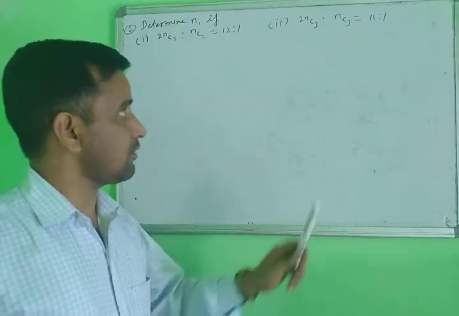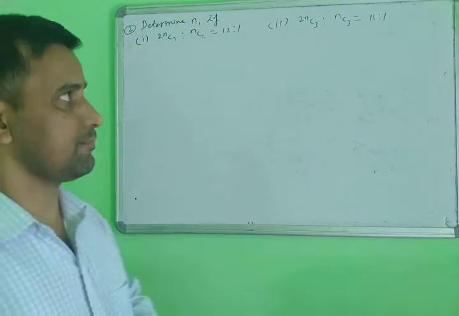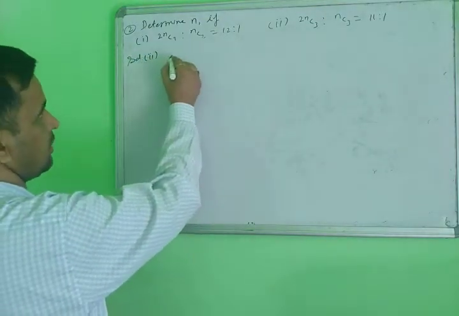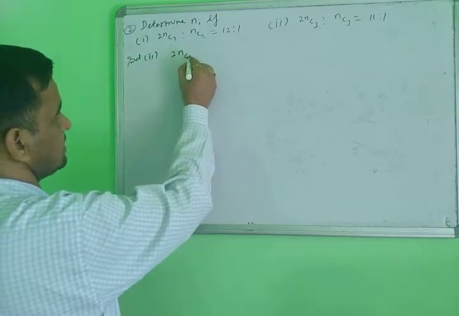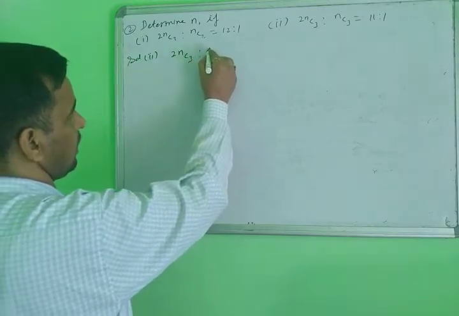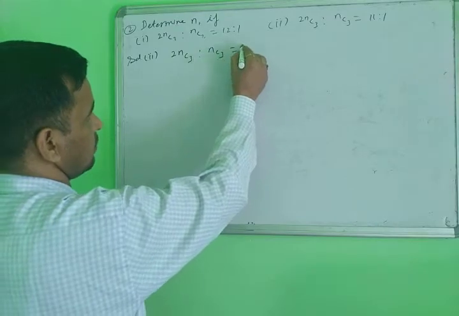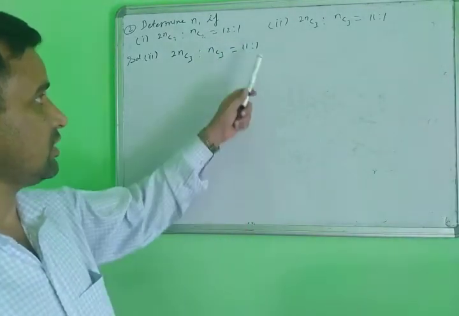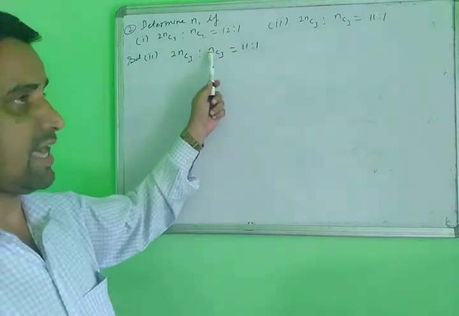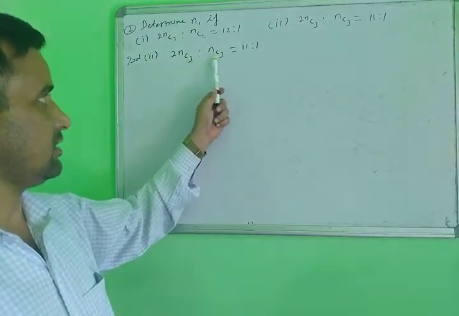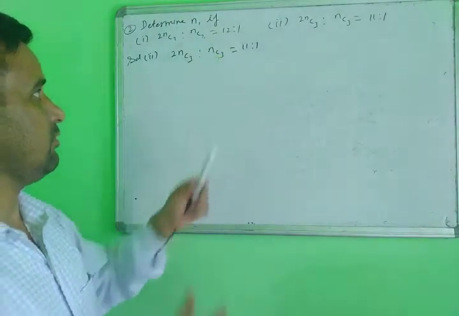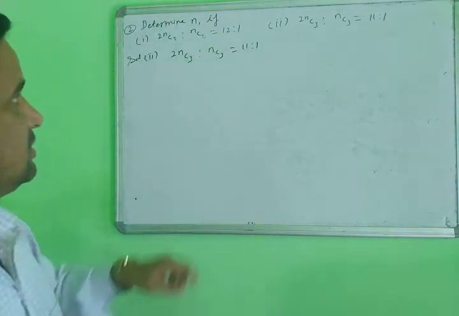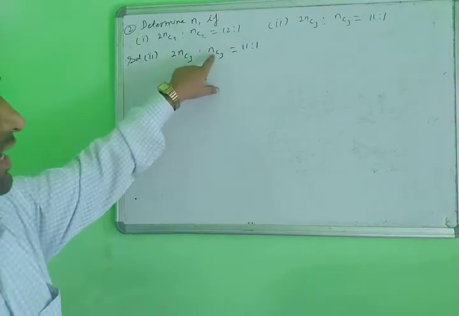Yes students, next I will solve the second part. Solution of the second part. 2nC3 ratio nC3 equal 11:1. First you will read the question very carefully. This is 2n, this is n, and the r values are the same, 3 and 3. This value is the same, 3 and 3, but 2n and n differ here.